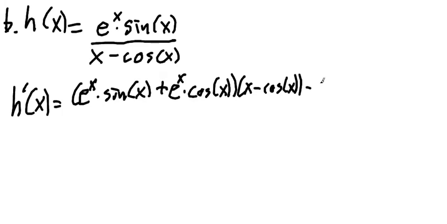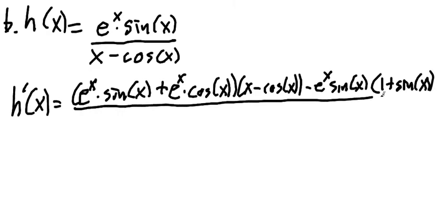Then I subtract the top, which is e to the x times sine of x, times the derivative of the bottom. The derivative of the bottom is, well, the derivative of x is 1. The derivative of minus cosine is plus sine. So we got 1 plus sine of x here. And then I divide it by the bottom squared. x minus cosine of x, squared.